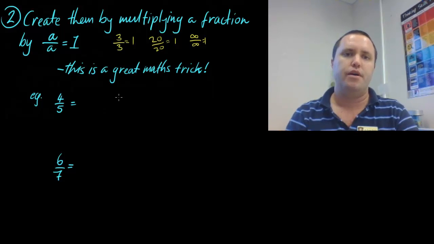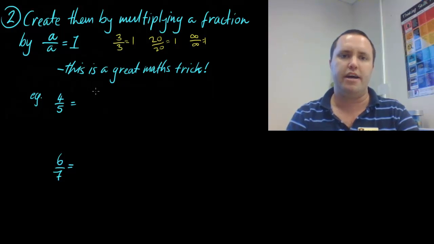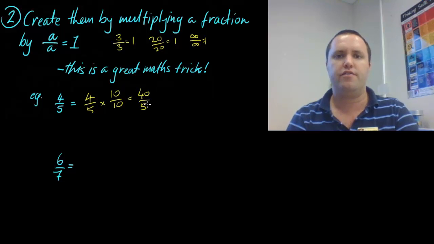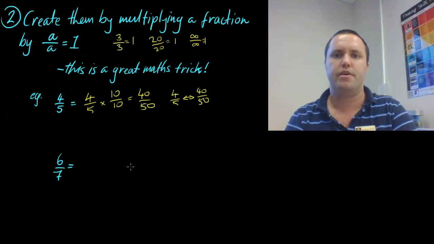So we could do 4/5, we could multiply it by a over a. So 4/5, we're going to go 4/5 times 10/10 gives us 40/50. Which means that 4/5 and 40/50 are equivalent fractions. Okay?